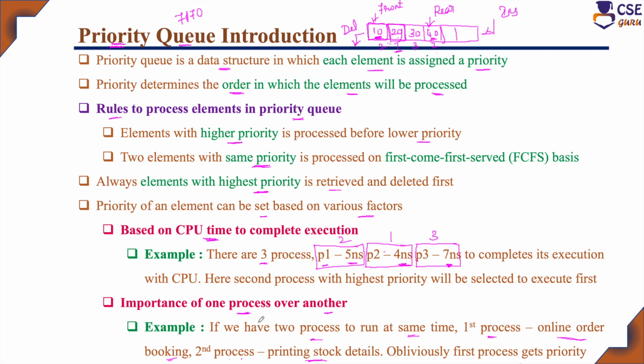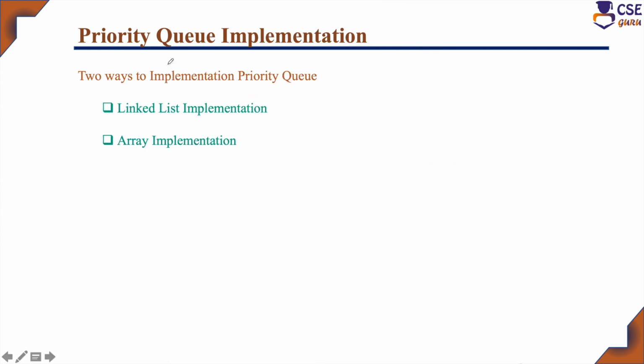So this is all about the priority queue introduction. There are two ways we can implement a priority queue: one is linked list implementation and the other is array implementation. Normally in the queue data structure, there are two types of implementation only, linked list and array. Similarly for priority queue, there are the same two. In this session, we will discuss linked list implementation in detail.